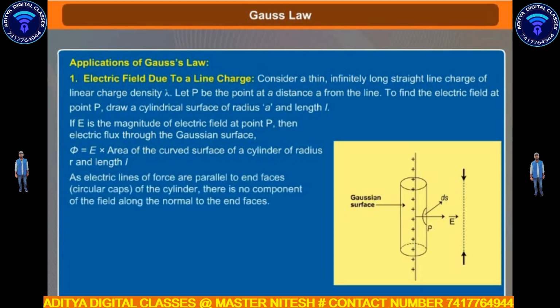As electric lines of force are parallel to the end faces, the circular caps of the cylinder, there is no component of the field along the normal to the end faces. This implies phi is equal to E into 2 pi aL. Let it be equation 1.